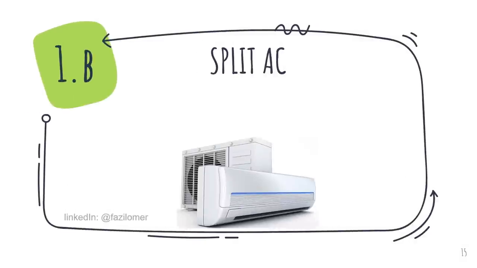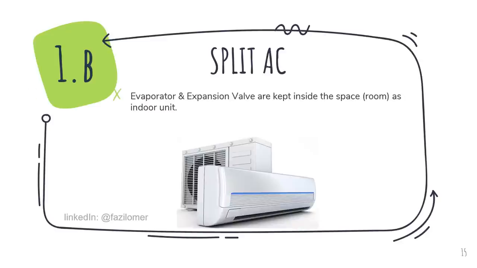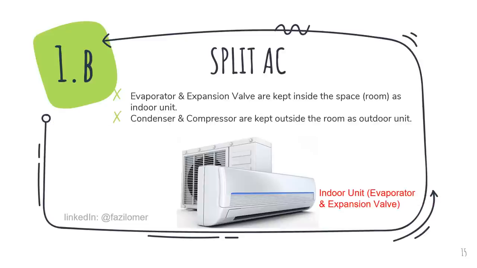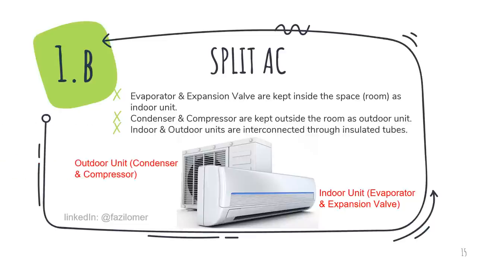In a split AC, the outdoor and indoor units are kept separately, rather than through an opening in the partition wall. Evaporator and expansion valve are kept inside the room as indoor unit. And condenser and compressor are kept outside the room as outdoor unit. These indoor and outdoor units are interconnected through insulated tubes.